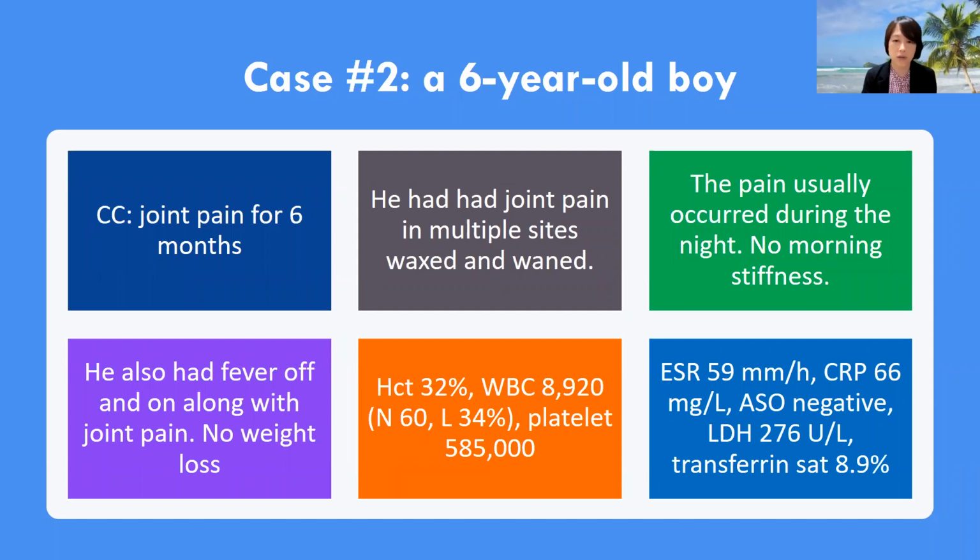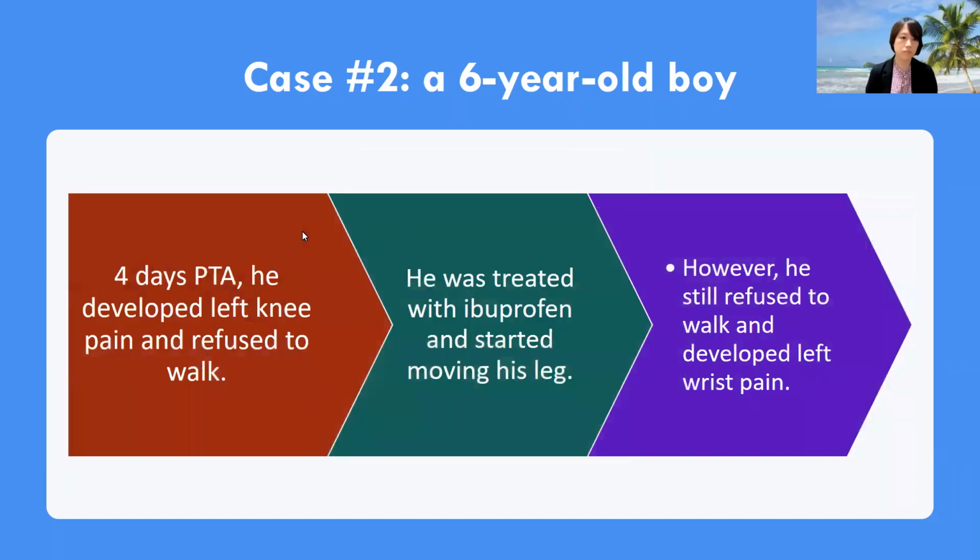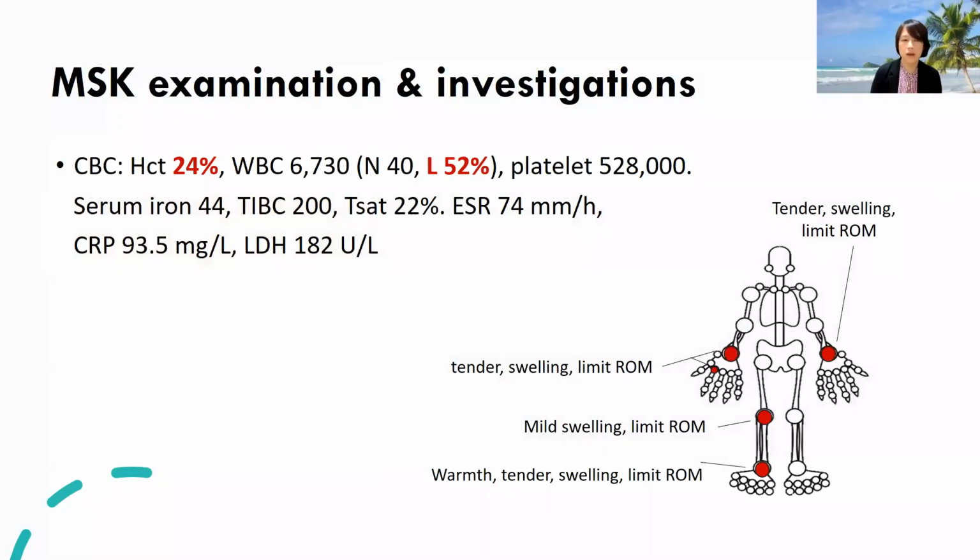His CBC showed anemia and thrombocytosis and increased inflammatory markers, with iron deficiency anemia and ASO also negative. 4 days before admission, he developed left knee pain and refused to walk because of the pain. He was treated with ibuprofen, and at that time it was a little bit better and he started moving his leg again. However, finally, he still refused to walk and developed left wrist pain. His CBC showed that the hematocrit had dropped to 24%, and the white blood cell count was lymphocyte predominant.